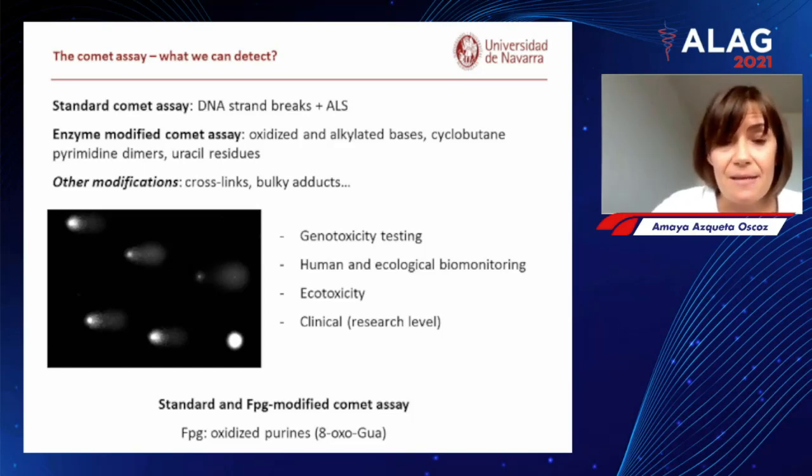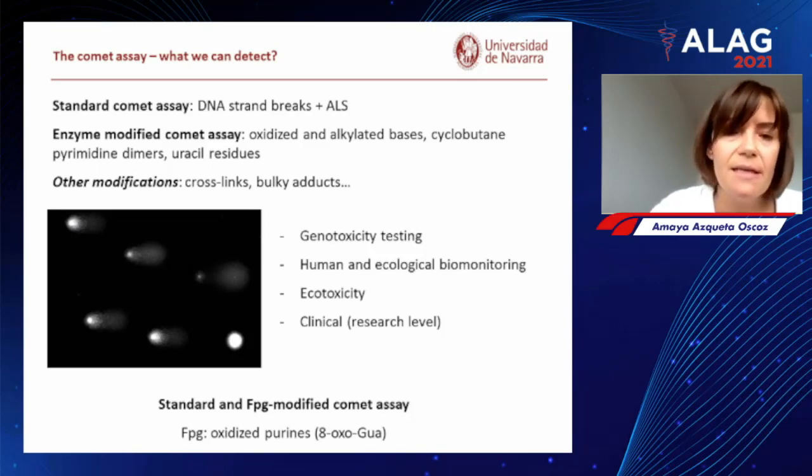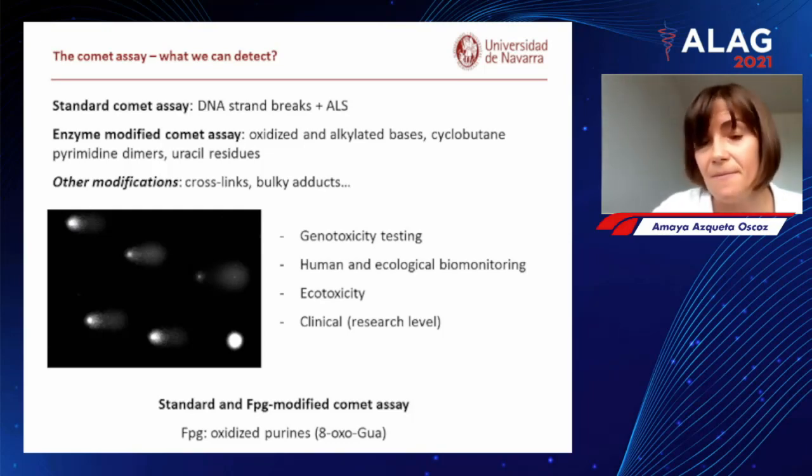This assay can be applied to virtually any biological material from which a cell suspension can be obtained. So it is widely used in genotoxicity testing, both in vitro and in vivo. The in vivo version has an OECD guideline, as Mirta already said. But it is also used in human and ecological biomonitoring, in ecotoxicity, in clinical research, and in basic research. So in this talk, I'm going to focus on the standard and the FPG modified Comet assay.